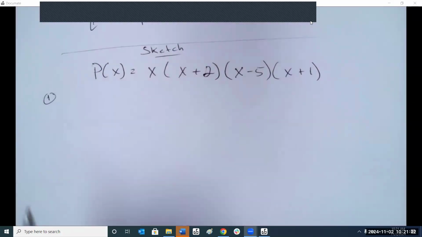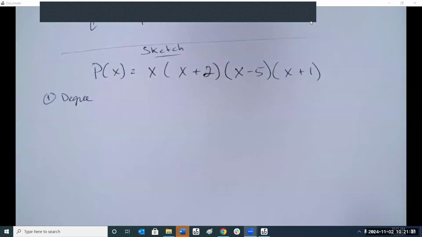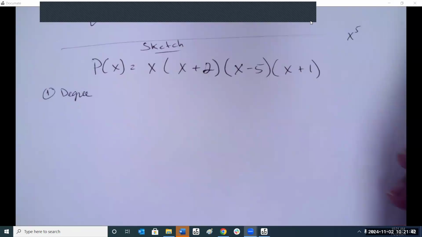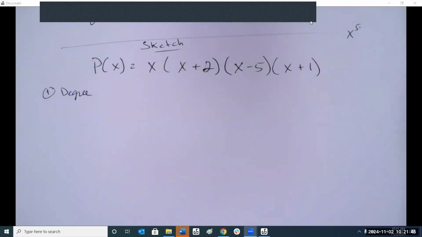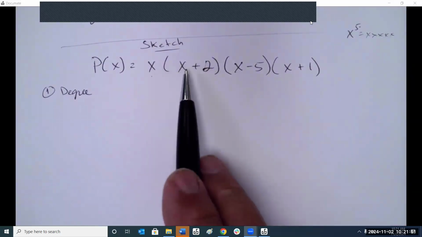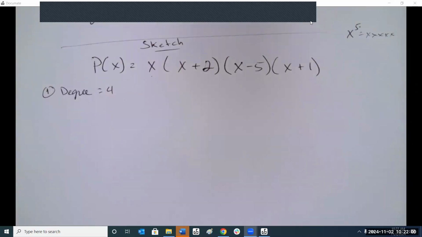To sketch this, what kind of equation is this? What's the degree? Exactly. I'm glad you said that, because you know how we had x to the 5th says it's a 5th degree, which means that there's 5 x's. I'm glad you caught that, because there are 4 x's, the degree is 4. So it's a 4th degree polynomial. What does that graph look like?